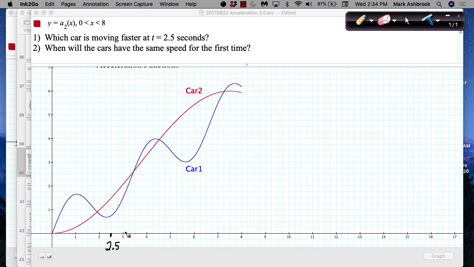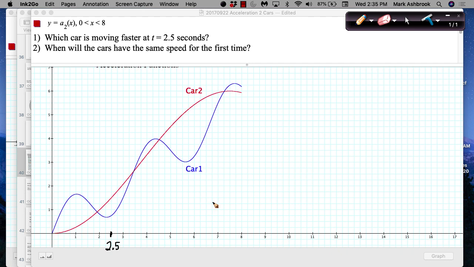And when do you estimate the cars would have the same speed for the first time by looking at the graph? So you're not doing any calculations here. You're just answering these questions by observing the graph. Which car is moving faster at 2.5 seconds? When will the cars have about the same speed for the first time? Take about a minute. Talk to each other.